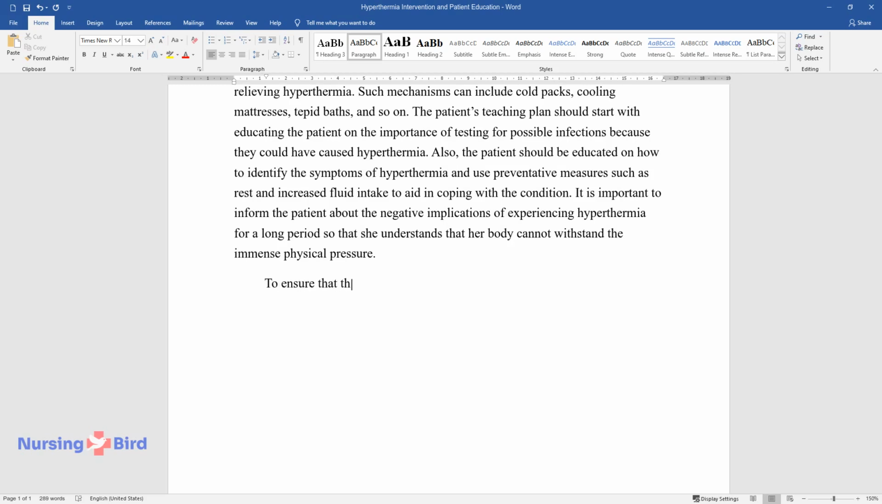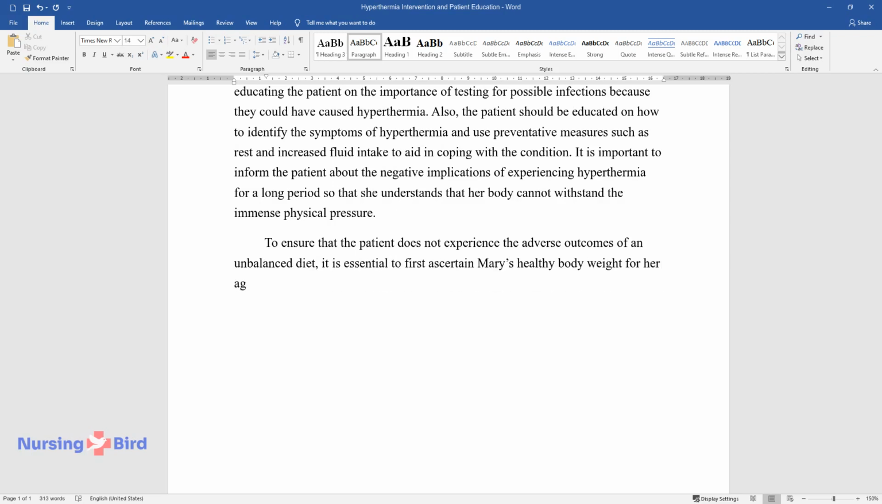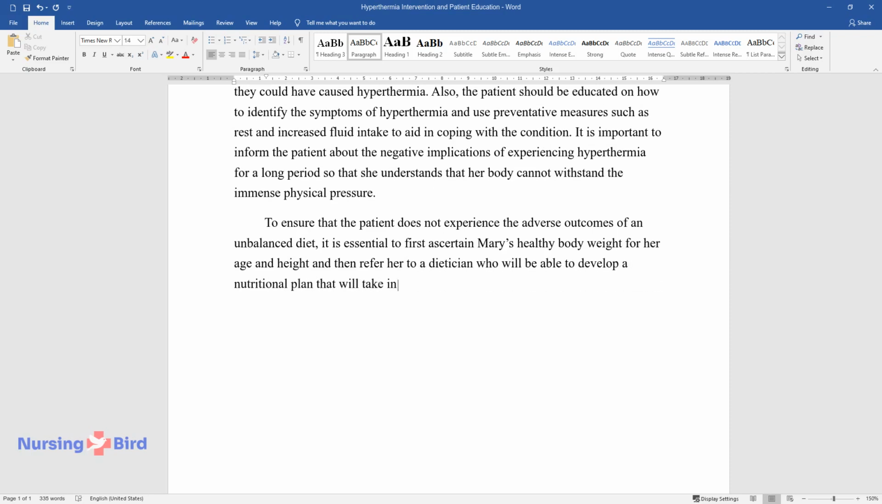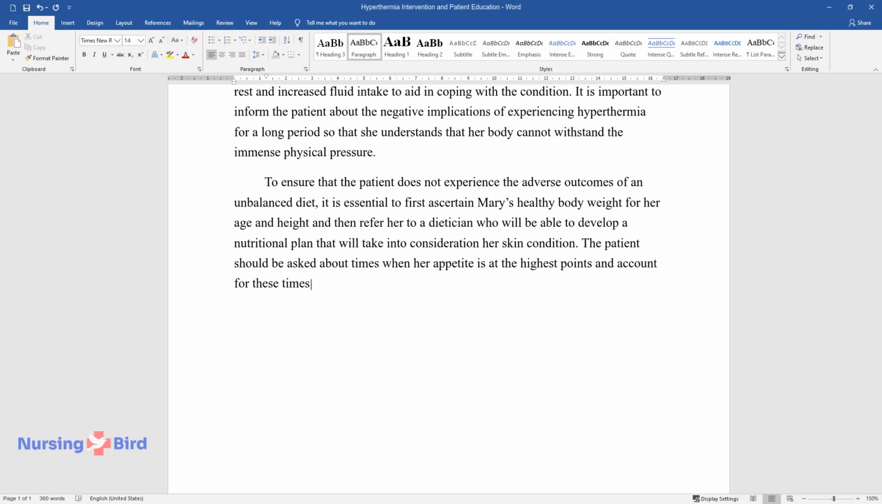To ensure that the patient does not experience the adverse outcomes of an unbalanced diet, it is essential to first ascertain Mary's healthy body weight for her age and height and then refer her to a dietitian who will be able to develop a nutritional plan that will take into consideration her skin condition. The patient should be asked about times when her appetite is at the highest points and account for these times when suggesting the highest calorie meal to sustain a healthy body weight.